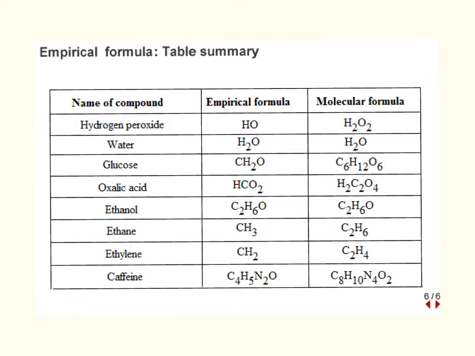In this table, you can see the difference between a molecular formula and an empirical formula. Notice the empirical formula for hydrogen peroxide is HO, and that's the lowest whole number ratio, whereas the molecular formula, or the actual formula for the compound, is H2O2. Take a minute to look at the rest of these formulas and notice that all of the empirical formulas are the lowest whole number ratio.